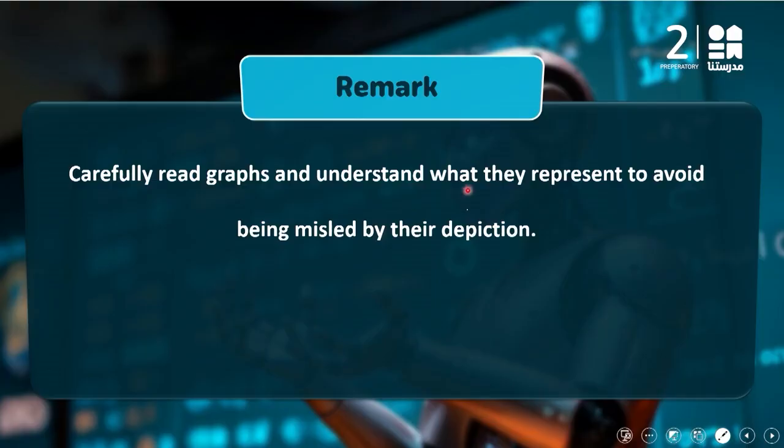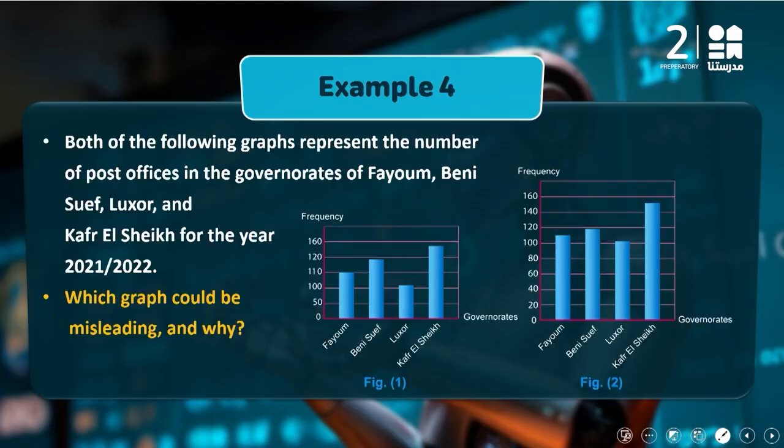Again, carefully read graphs. I must be careful when I read any graph in front of me, to understand what it represents and to avoid being misled by its depiction. In this example, both of the following graphs represent the number of post offices in the governorates of Fayoum, Bani Suef, Luxor and Kafr al-Sheikh for the years 2021 and 2022. Which graph could be misleading and why?